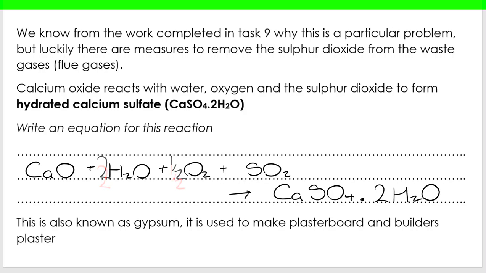Now in the next video we'll look at another example of reducing pollution, the catalytic converter, but for now that takes us to the end of this section.